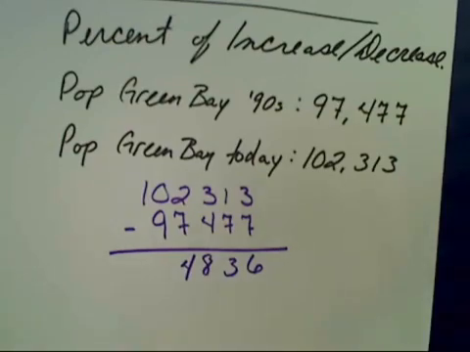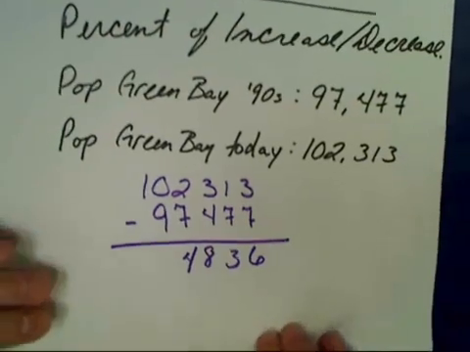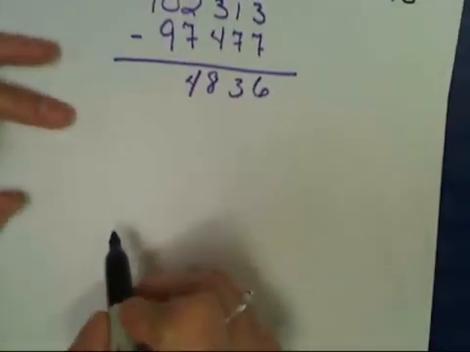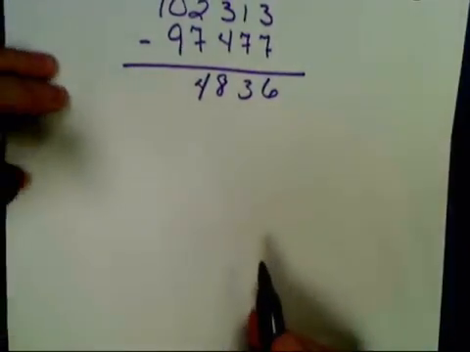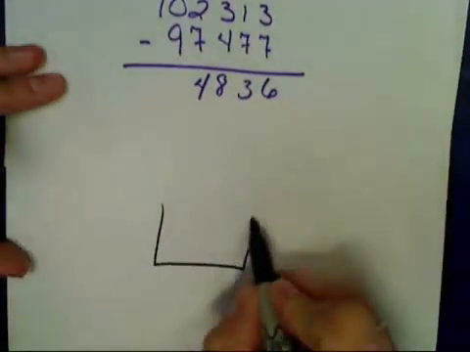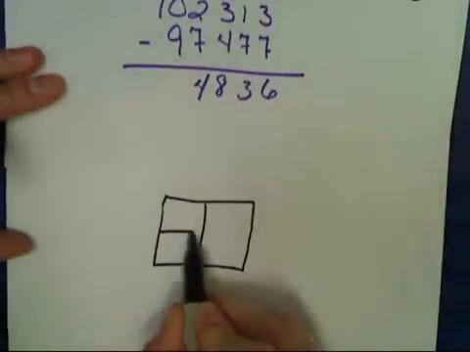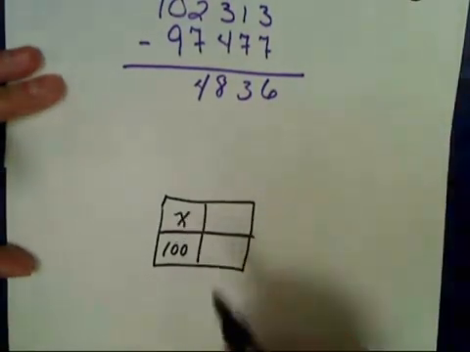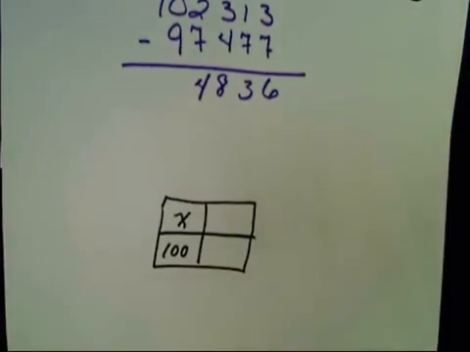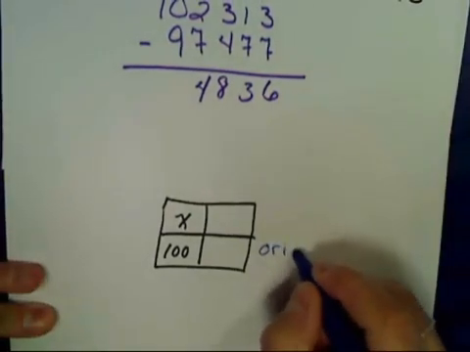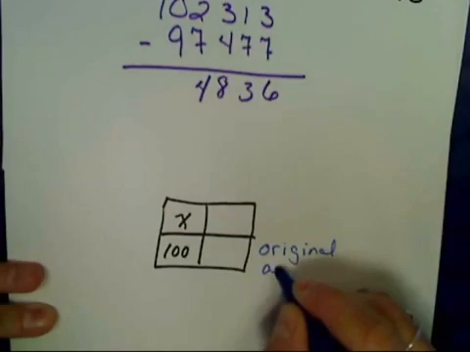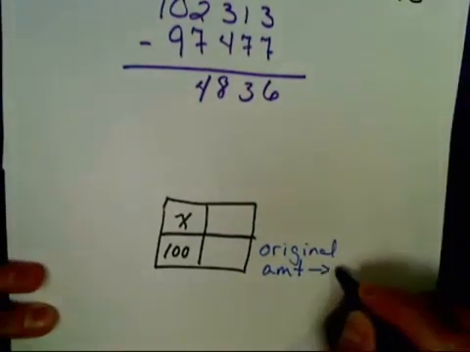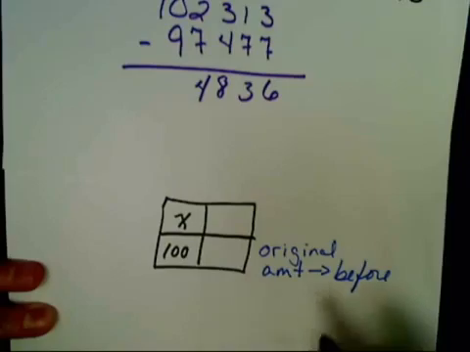So now we want to change that into a percent. We can actually go back to the box at this time. We're still having the 100 down here. We're trying to find the percent, so that's our unknown up here. Now, what's the is and what's the of? The of amount is always your original amount. This is before an increase or a decrease.